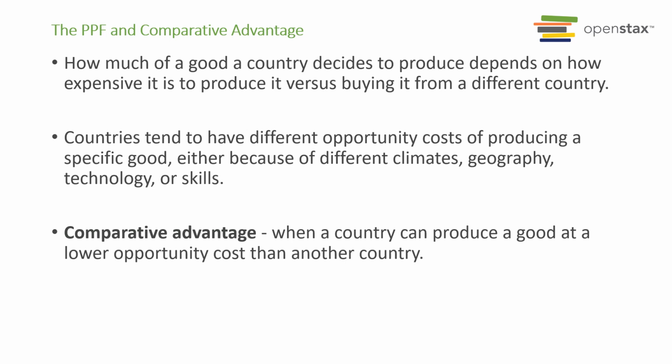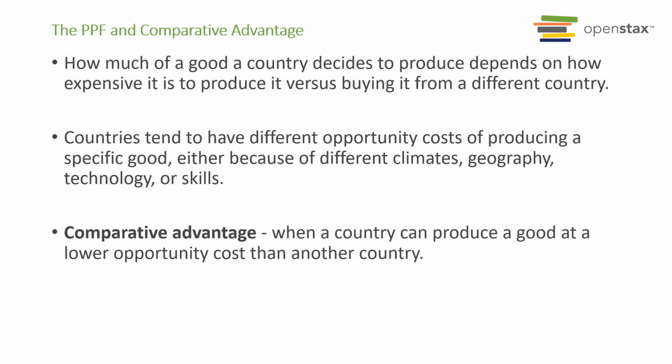So how much of a good a country decides to produce depends on how expensive it is to produce versus buying from different countries. So that's why for America, even though we can produce other shoes and shirts, we choose not to, we can buy them cheaper from other countries. Now this is trade. We mentioned this briefly in chapter one. So we have this globalization, import, export. That is trade.